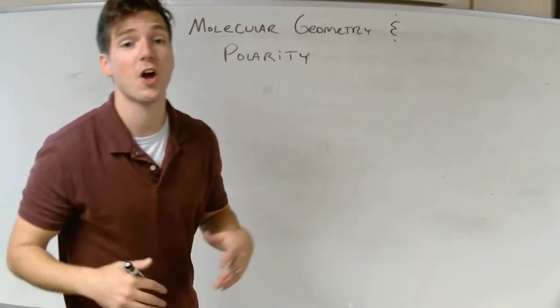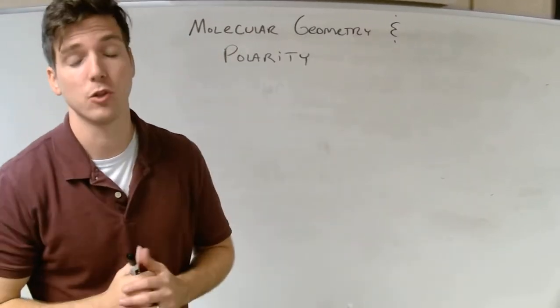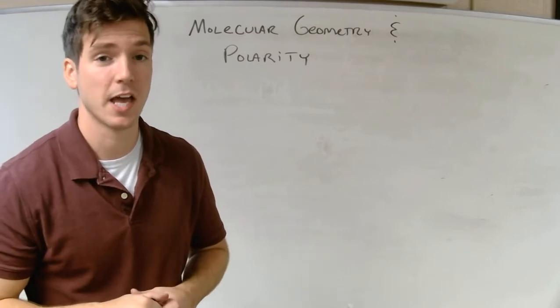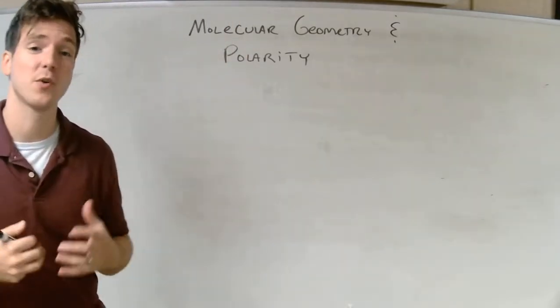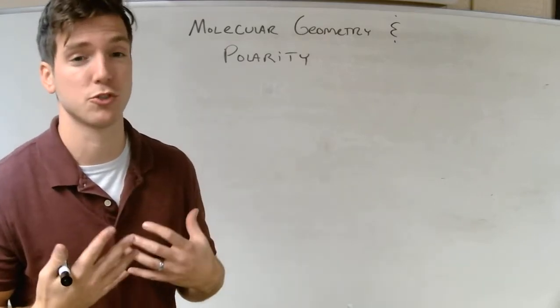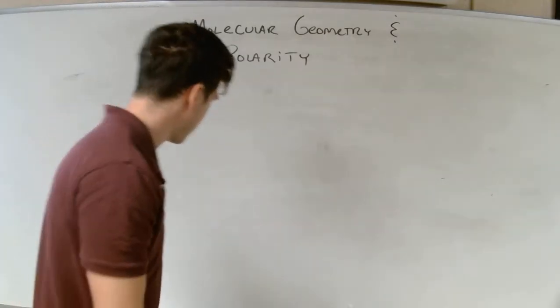Hey everybody, so we're moving on to our next step in the Lewis structure covalent bonding chapter of our lives. Molecular geometry. We know that compounds form certain structures. Well, these structures have names.